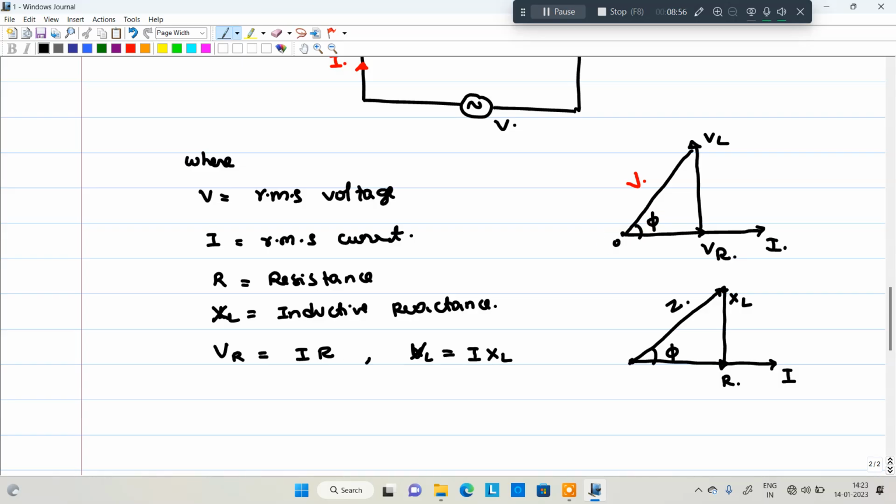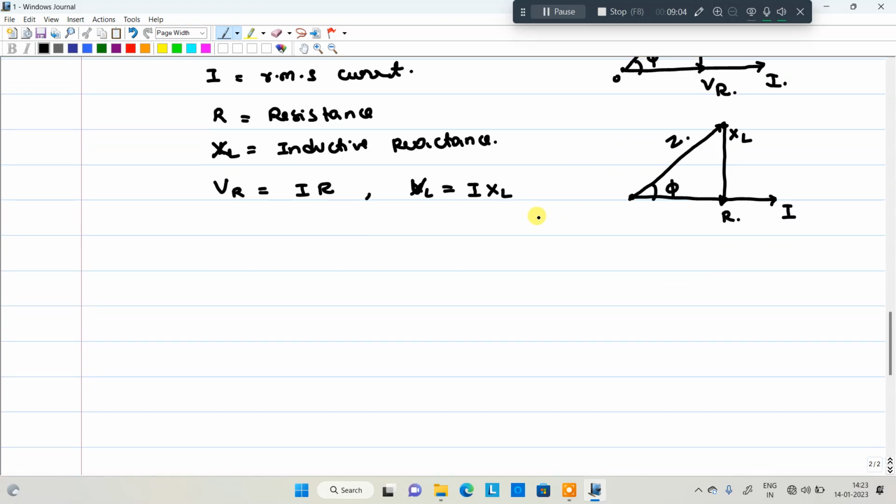So is all of it clear about that? This is a vector diagram or phasor diagram of the RL circuit. This is the impedance diagram. From that we are going to derive some equations. Those are important from the examination point of view. So here the voltage is equal to, just now I mentioned, the vector sum, VR plus VL.